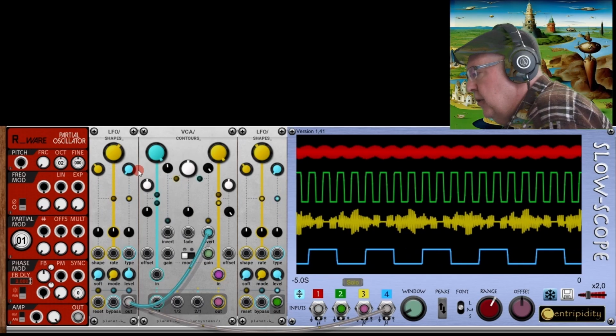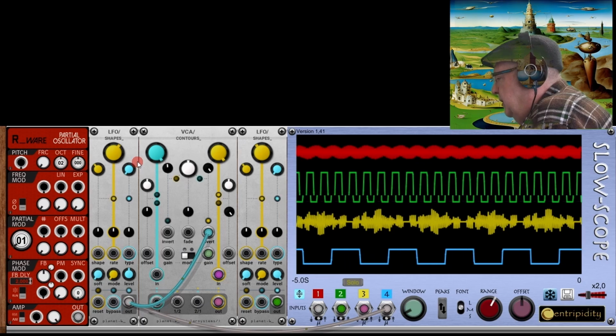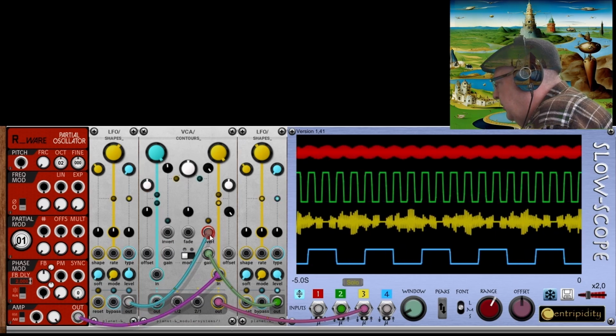There is an input jack called invert above the gain CV jack. Here, this invert input jack.